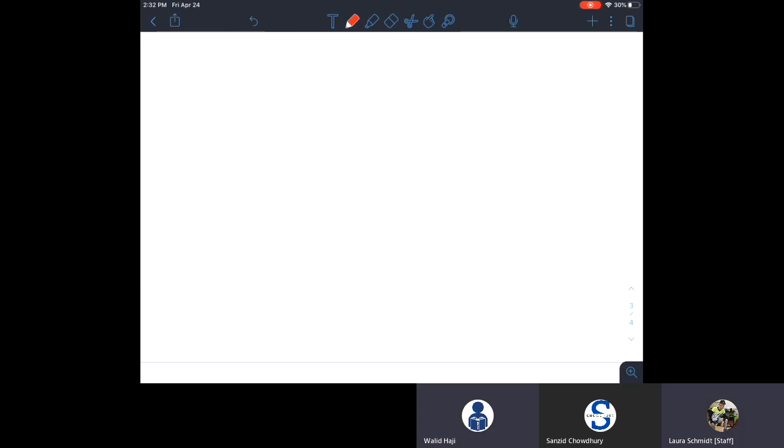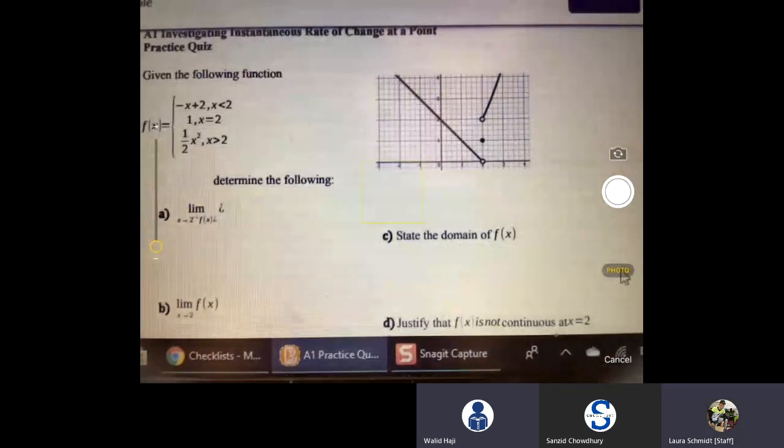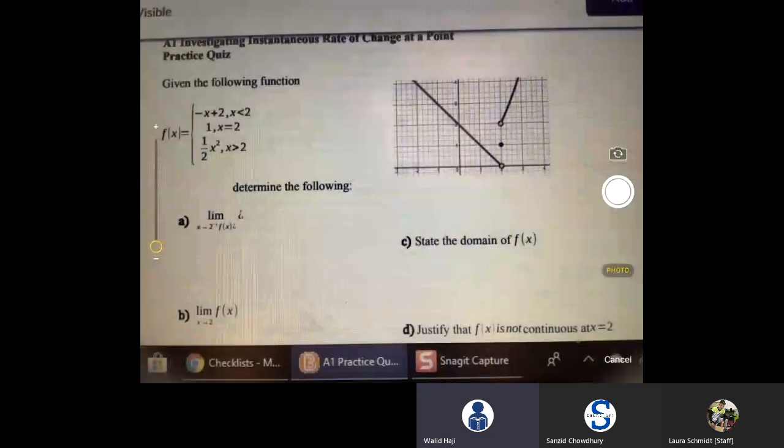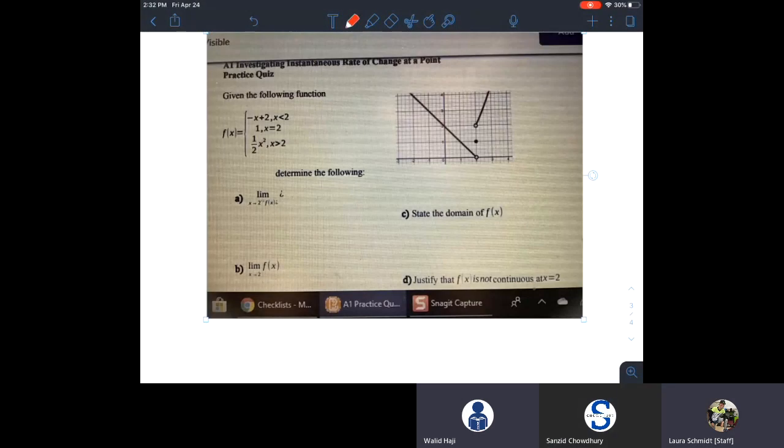It says given the following function, f at x equals negative x plus 2 if x is less than 2. Okay. Yeah. This one. All right, awesome. So you just want to know how to do this part? Yeah.